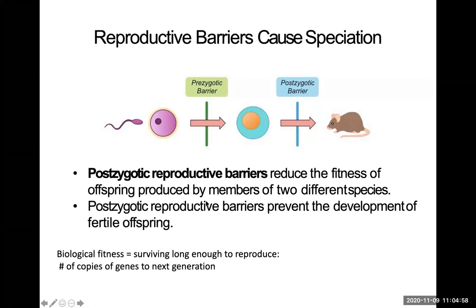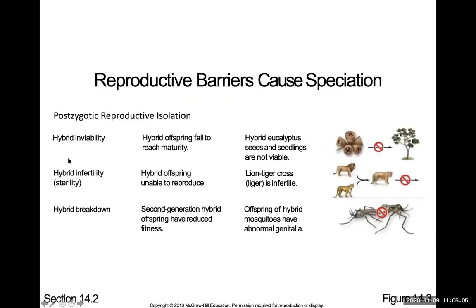So post-zygotic reproductive barriers prevent development of fertile offspring. And these are some examples. There are not as many as the pre-zygotic, but we have a few. So there is hybrid inviability. Hybrid offspring fail to reach maturity. So here, these hybrid seeds are not viable, therefore they're not going to become a tree. So that's hybrid inviability.